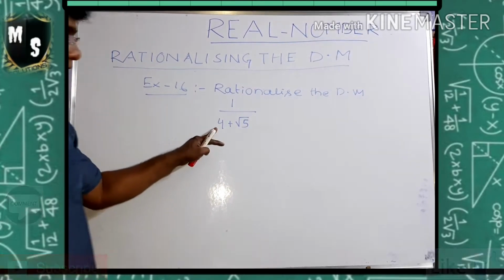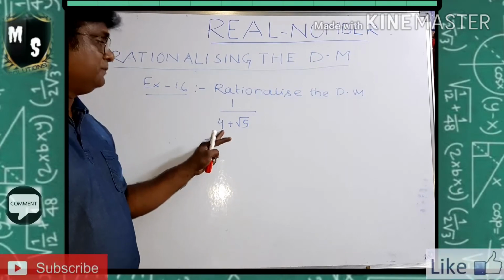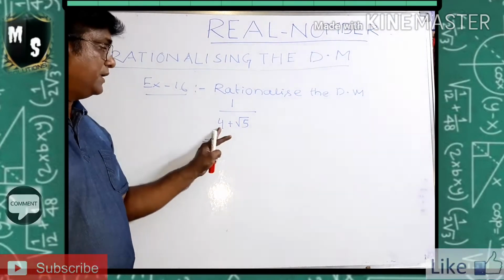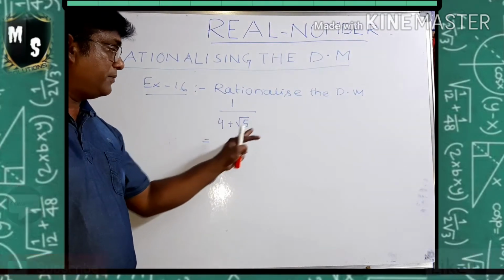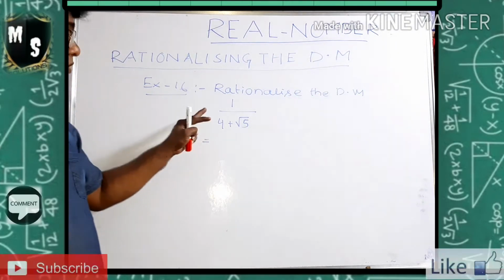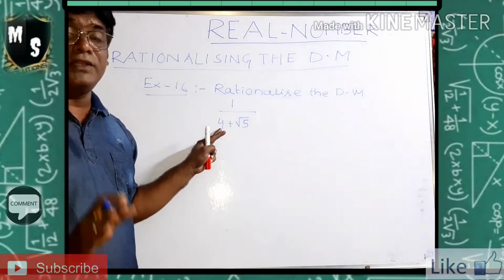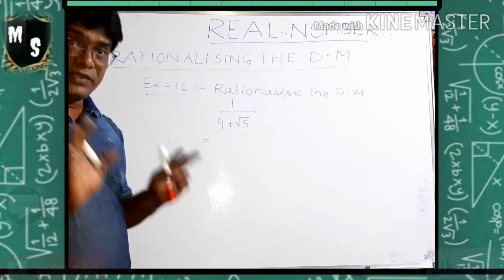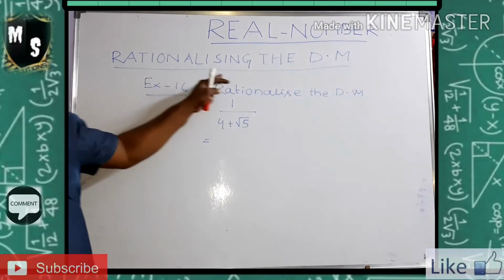Look at it. Here it is a whole number. It is a rational number. Here it is an irrational number. When these two are added, the denominator became an irrational number. So any denominator cannot be in the irrational form. For that reason, we are going to rationalize them.